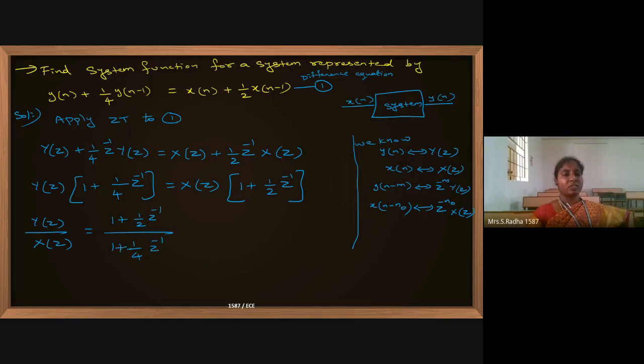Y of z by X of z means that is H of z. Other name for H of z is transfer function or system function. Hence this is the fraction obtained. This is the final answer. This is the transfer function or the system function.